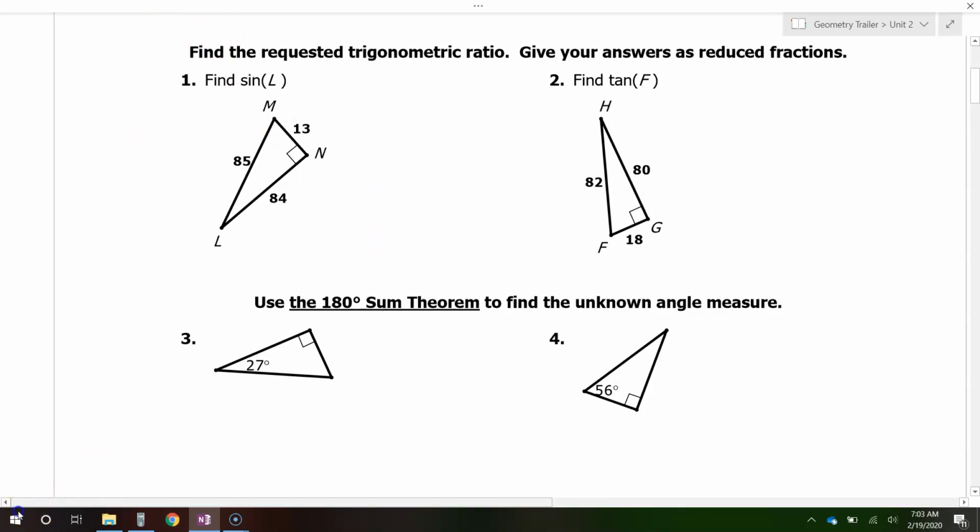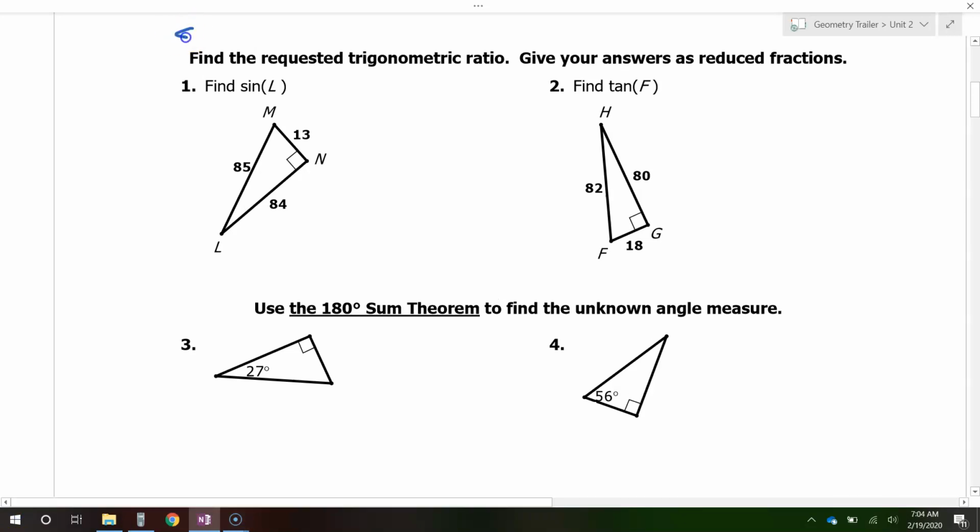All right, so when I say Sohcahtoa, this is an acronym. This stands for sine is opposite over hypotenuse, cosine is adjacent over hypotenuse, tangent is opposite over adjacent. So we're supposed to find the sine of angle L for problem number 1.